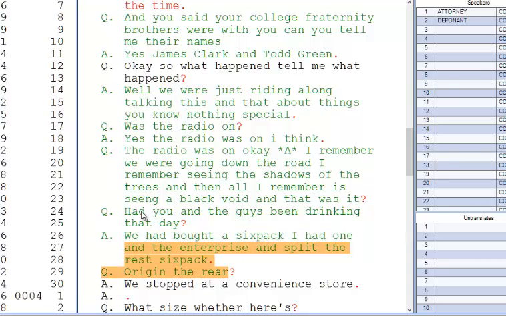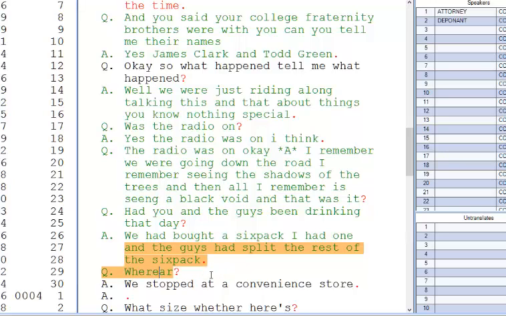Hugo ordered in the beer. And the guys had split the rest of the six-pack. Alt P. And the guys had split the rest of the six-pack. Hugo ordered in the beer.